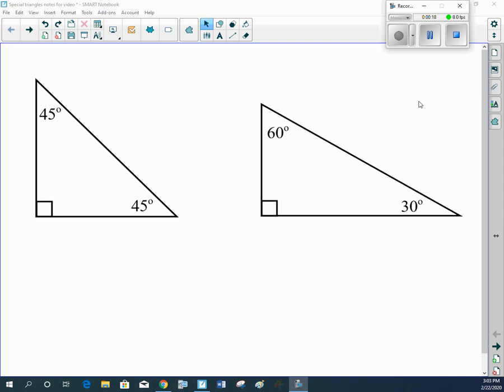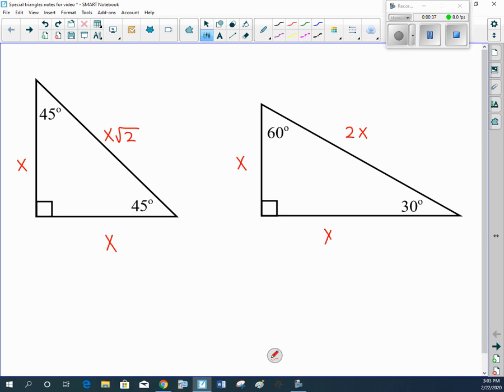So to begin with, remember the relationship in a 45, 45: the legs are the same, and the hypotenuse is longer by a ratio of the square root of 2. In the 30, 60, 90, we're going to call the hypotenuse the 2x side, the side opposite the 30 is the shortest side, x, and the side opposite the 60 is going to be x root 3.